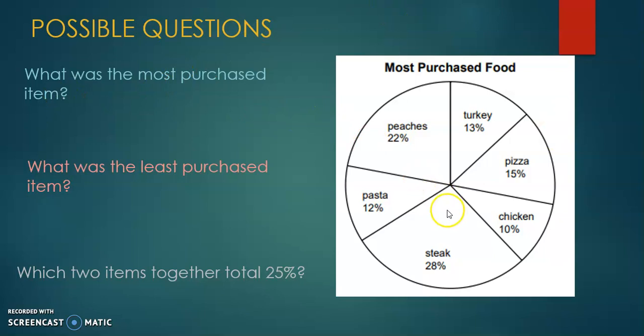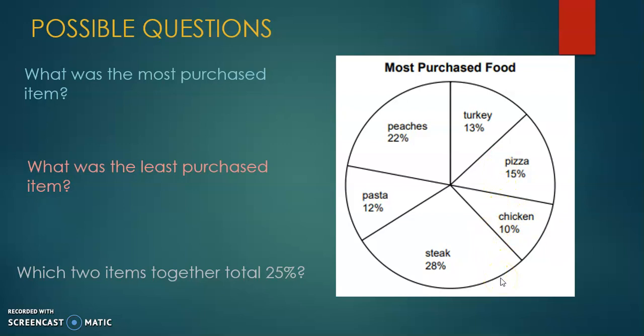Okay? So looking at it, some questions that you could be asked for this is what was the most purchased item. So again, that's going to be your largest percentage for this particular graph because we are looking at most purchased food. So 28% is our largest ticket item that's being sold at this place. What is the least purchased item? That's the opposite. We're looking for the smallest, which we talked about was 10%.